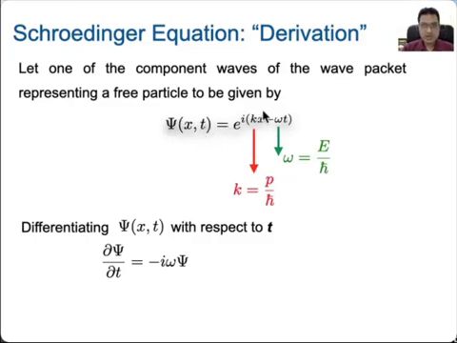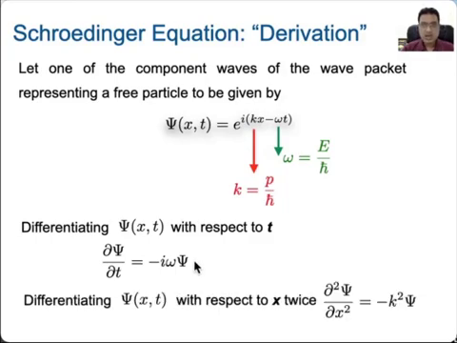Now let's differentiate this function with respect to time. So what you will get? This will remain unaffected. What you will get is i omega times the same function. So I can write down this side. Now let's differentiate the wave function 2 times with respect to x.